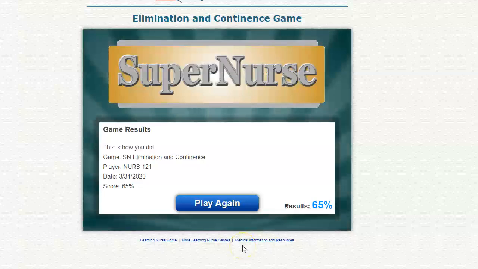So that's the elimination incontinence game. So you might want to go over those. I think when you do it a few times, you do get a different set of questions. So there's quite a good amount in here.